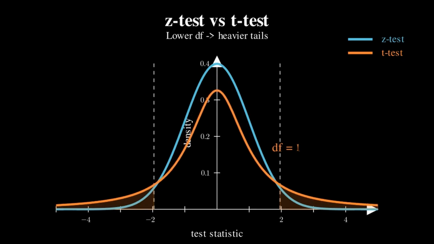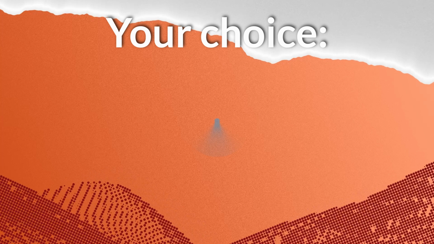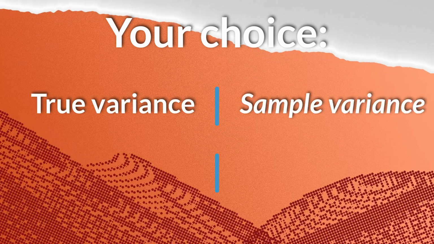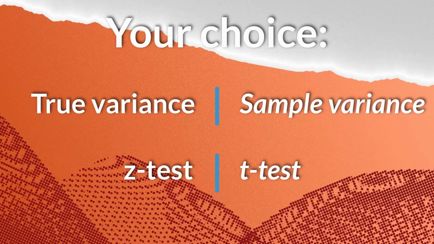And because that input is unreliable, the test adjusts. So you're not just uncertain about the results, you're unsure how unsure you are. So the t-distribution spreads wider to reflect that. The smaller your sample, the wider it spreads, and the harder it gets to claim significance. And that's not a flaw. That's the test being honest about what you actually know. So your choice comes down to: do you know the true variance in the data set, or are you estimating it?